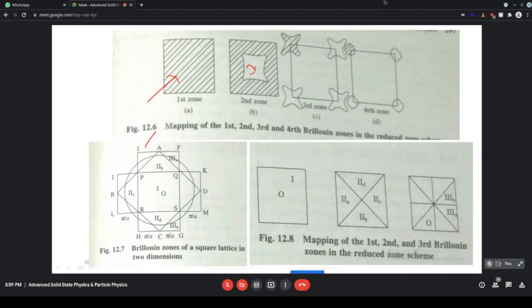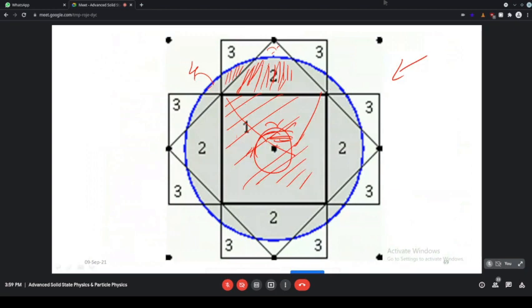Then these are empty energy levels. What can we say? This is second zone, hole or electron? Holes, sir. Yes, these are the second zone holes. Let us consider third zone electrons. This is the third zone electrons.